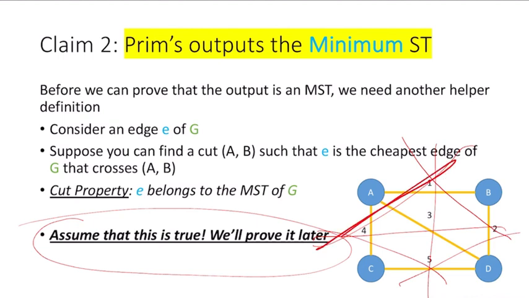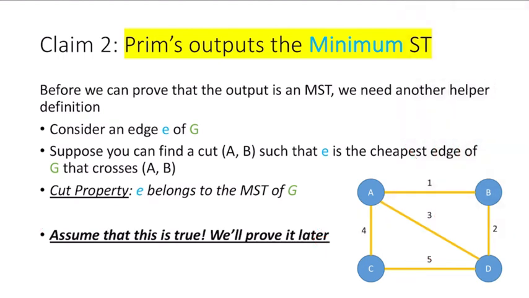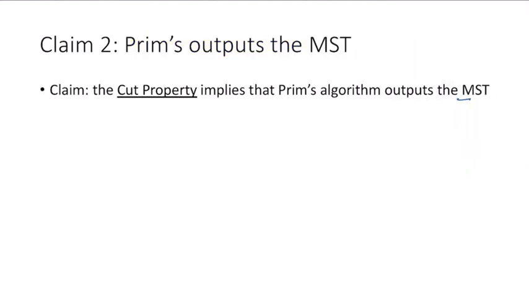So for example, this one, the cheapest edge would be 1, and we know that's in the minimum spanning tree. It'd be 1 again for those, 1 again for those. So let's look at something where it's not 1. For this cut, where C is by itself and the others are in another partition, well, we know the cheapest edge that crosses this cut is 4, and we know that 4 is part of the minimum spanning tree. So that's what the cut property is telling us.